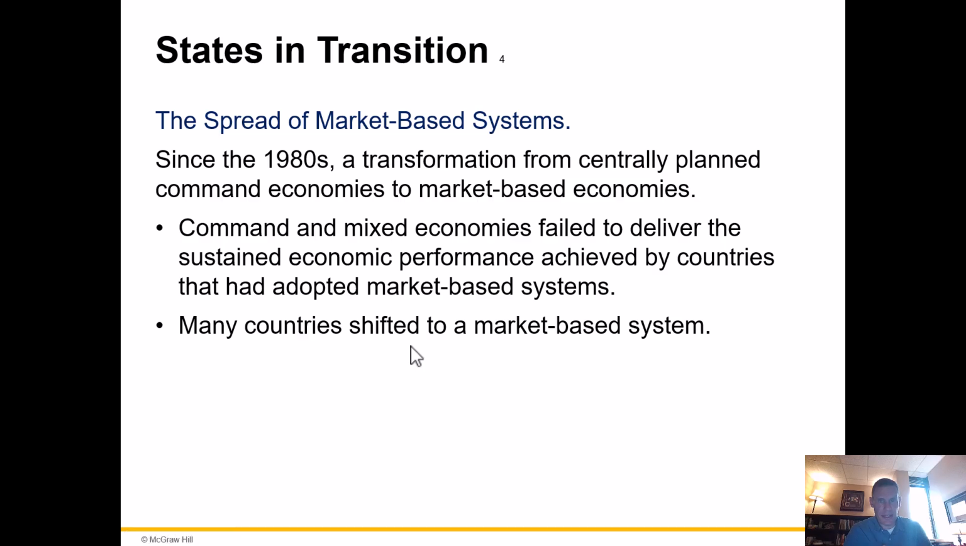Now, since the 80s, a transformation from centrally planned command economies to market-based economies has occurred. Command and mixed economies failed to deliver the sustained economic performance achieved by countries that had adopted market-based systems. Many countries shifted to a market-based system.